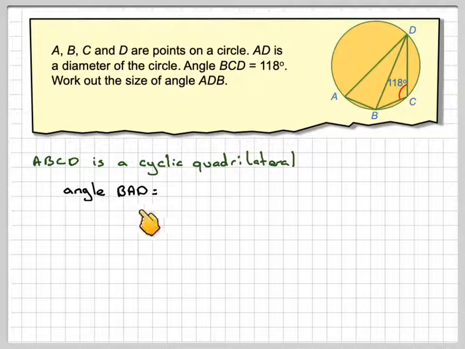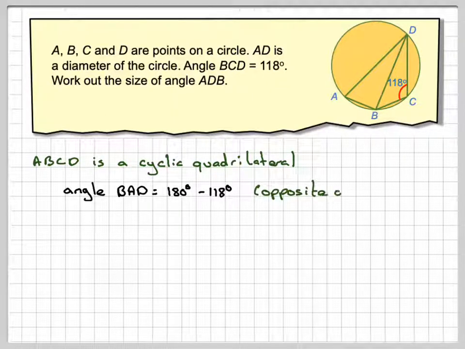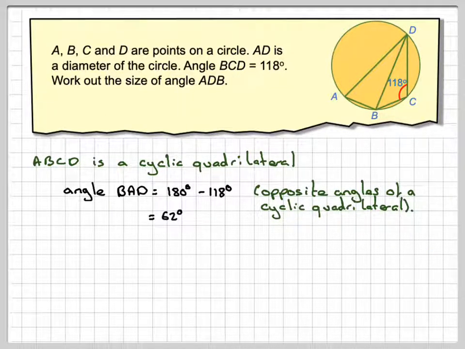So, angle BAD, this angle here, will be 180 minus 118, and the reason is opposite angles of a cyclic quadrilateral add up to 180. That is equal to 62. So this angle here is equal to 62.